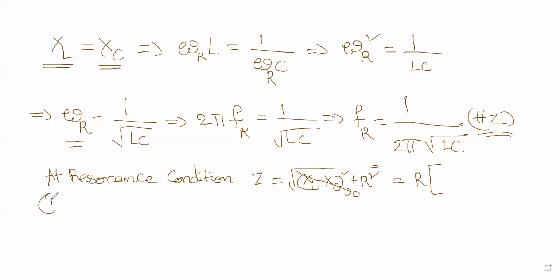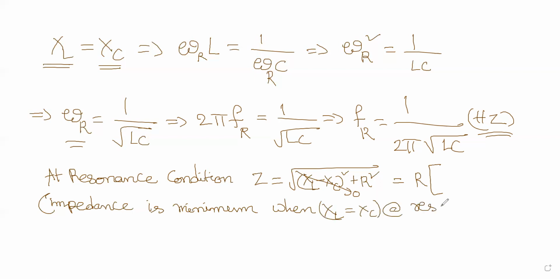Okay, we get the condition: impedance is minimum when XL is equal to XC at resonance. Minimum impedance.